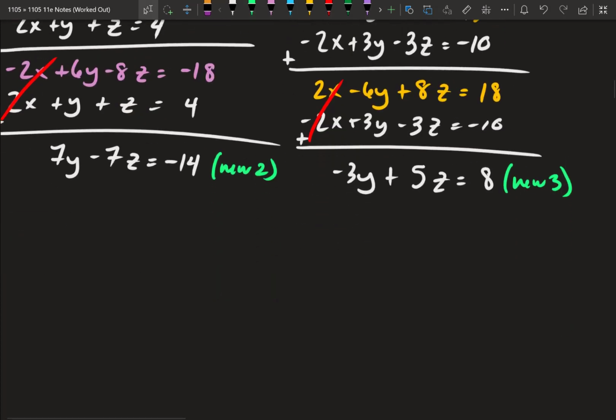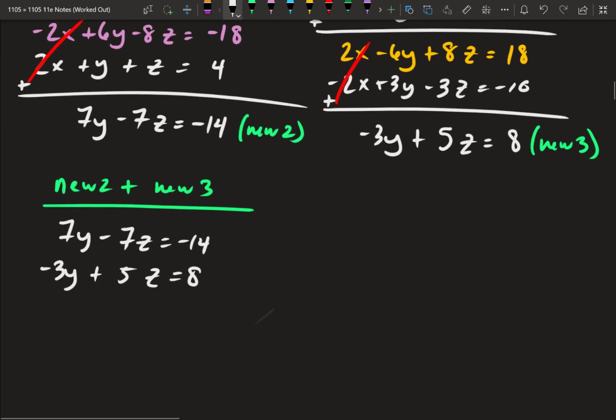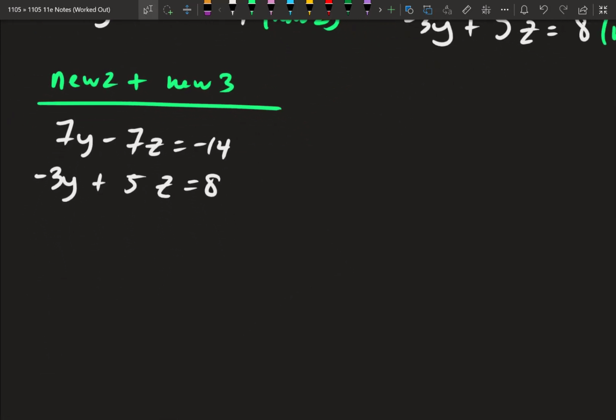Now we take new 2, and we're going to add it to new 3. So new 2, we have 7y minus 7z equals negative 14. New 3, we have negative 3y plus 5z equals 8. Alright, we have to get rid of a variable. Doesn't matter, you can get rid of y, you can get rid of x, but for my notes, I got rid of y.